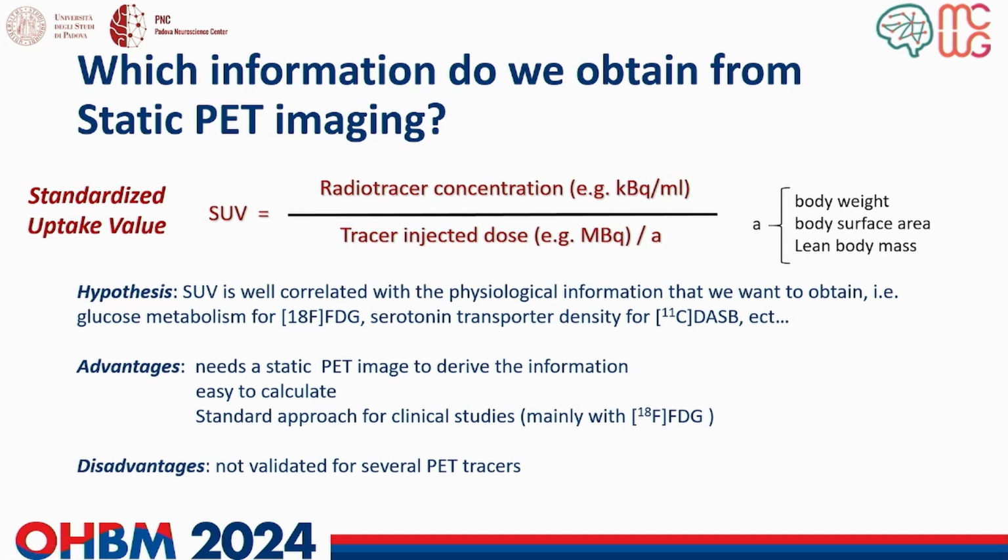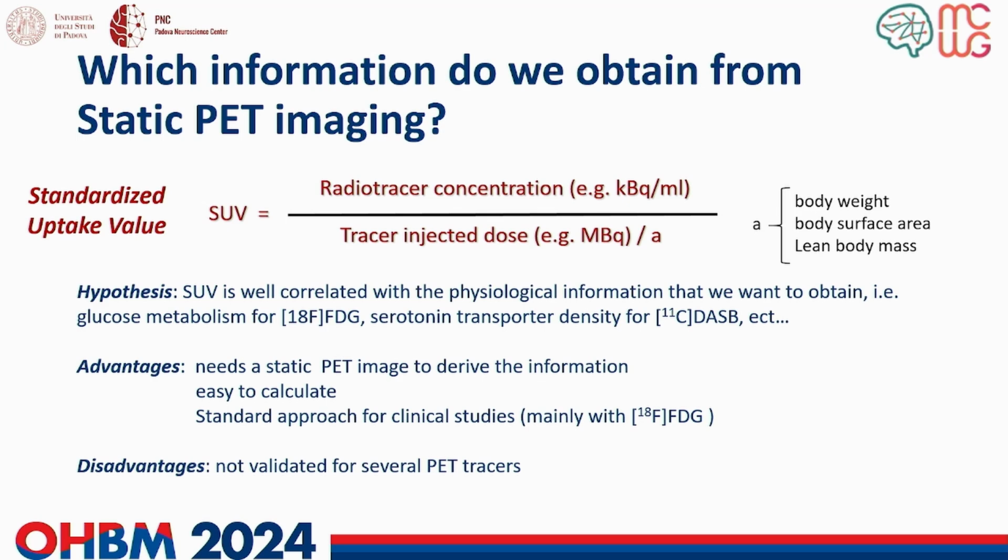Normally I don't want to work at a single subject level. Normally I want to compare different types of subjects. So the best is to translate the kilobecquerel per millimeter into some standard values. Why? Because of course the dose can be different from one person to another. So the first step is to translate kilobecquerel into SUV, a standardized uptake value. Uptake is a term that comes from FDG. In any case, a standardized uptake value.